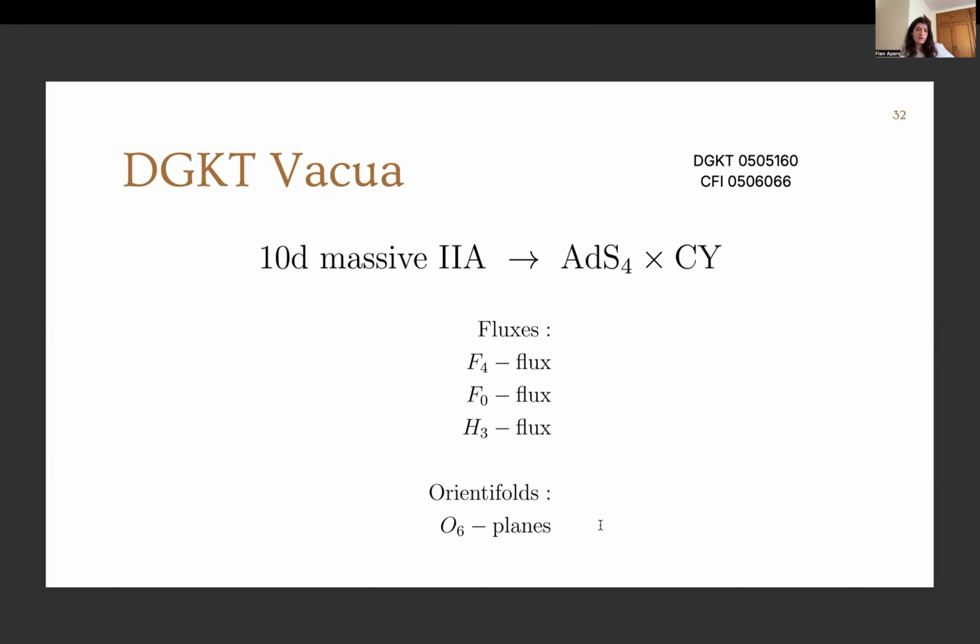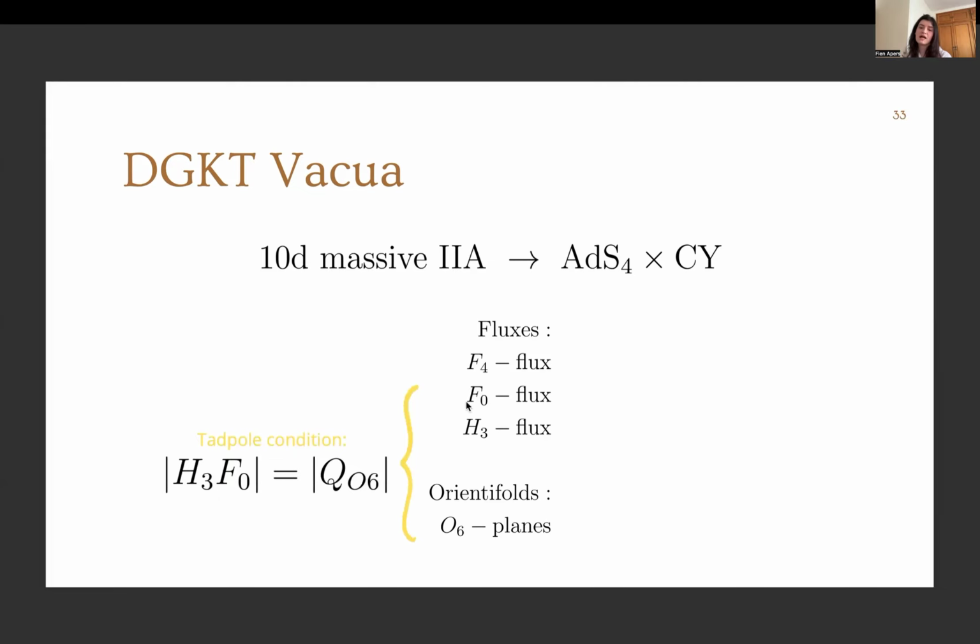So the DGKT vacua are AdS4 vacua we get from compactifying massive type 2A string theory on a Calabi-Yau manifold. And there are some simple ingredients. We have 3 types of fluxes: 4-form flux, the Romans mass, and some 3-form flux. And there are also orientifolds, or O6 planes, which provide the necessary negative energy density to evade some no-go theorems.